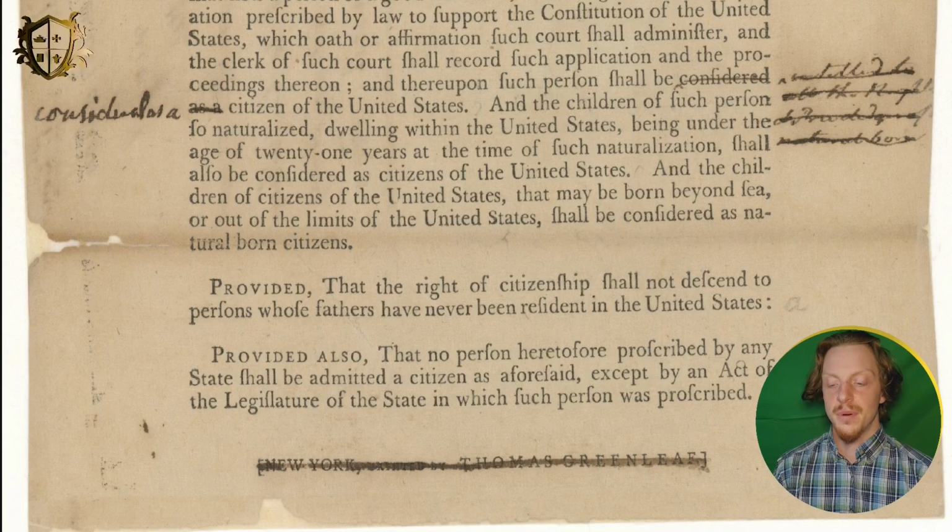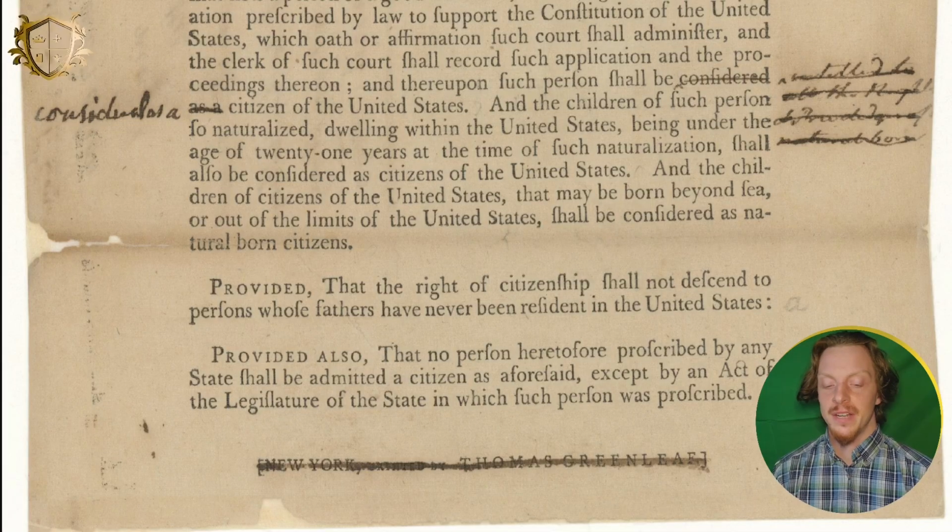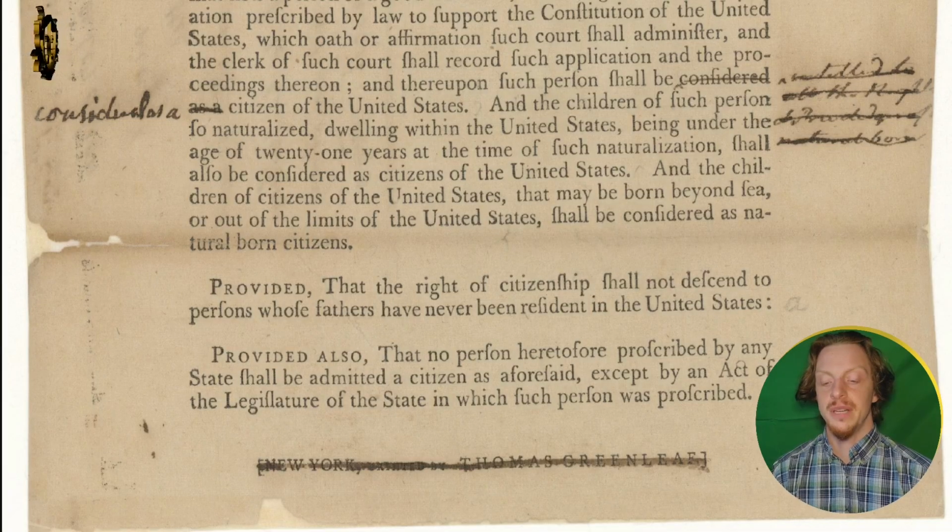And the children of such person so naturalized. So here it is, birthright citizenship. Yep, this is the part that they take out of context. And the children of such person so naturalized, dwelling within the United States, being under the age of 21 years at the time of such naturalization, shall also be considered as citizens of the United States.